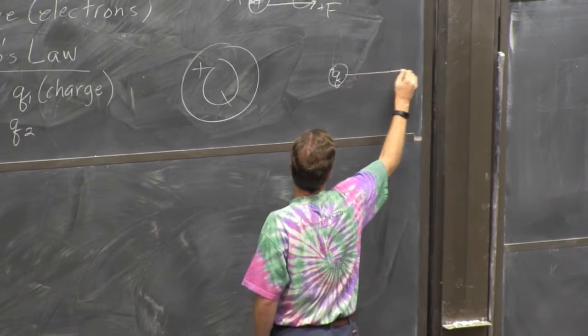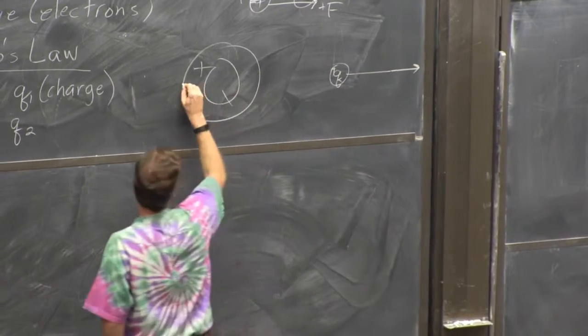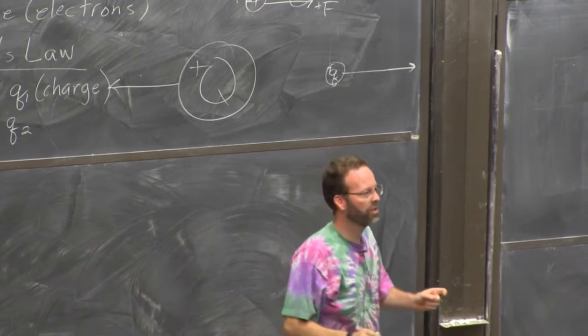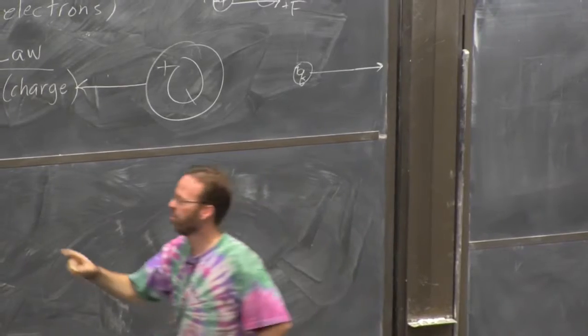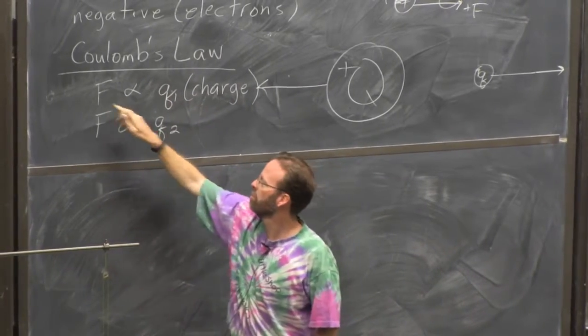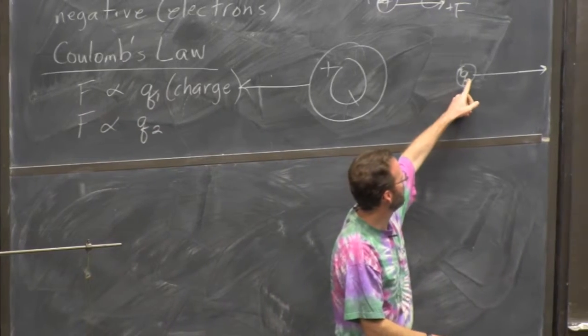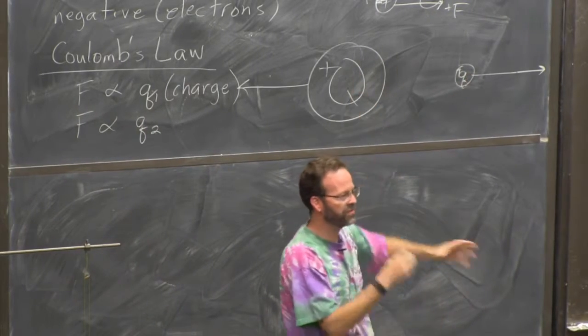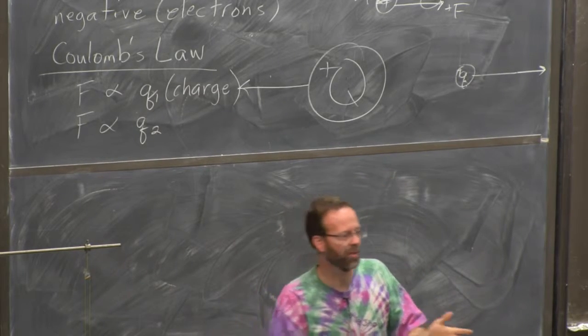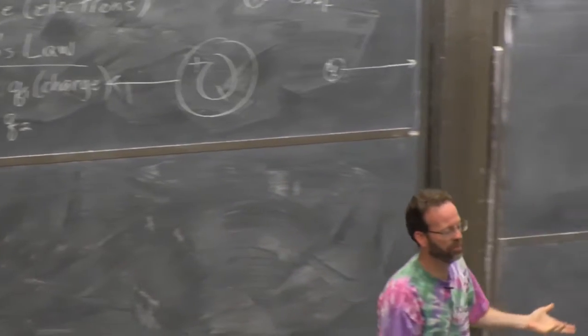Then they repel. But it's the same force. This force is dependent on both of them. This one, the force on little q is dependent on its charge and this charge, and vice versa. So it's the same magnitude of force. It's just it can be in opposite directions. Well, it is in opposite directions.